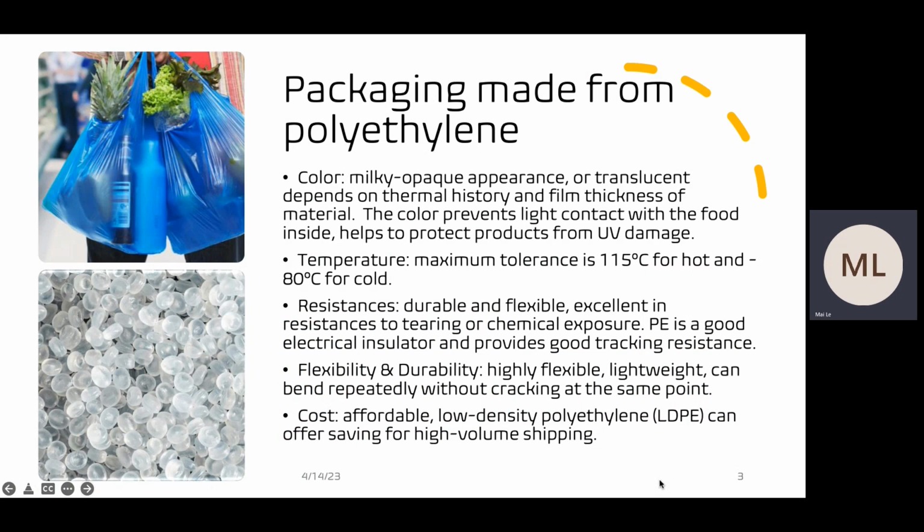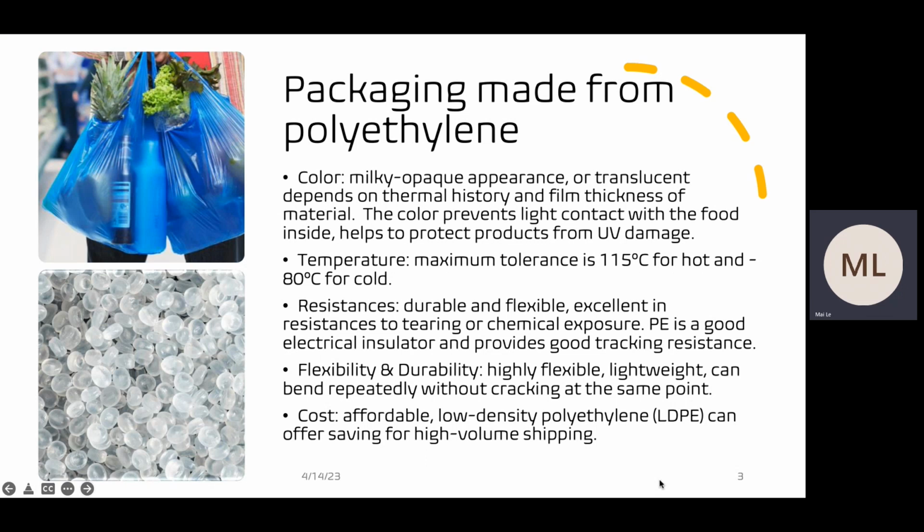Packaging made from polyethylene has the following characteristics. First one is the color. Polyethylene can have a milky, opaque appearance or be translucent depending on its thermal history and film thickness. The color of polyethylene helps to prevent light from contacting the food and can help protect the product from UV damage. Temperature: polyethylene has a maximum tolerance of 115 degrees Celsius for hot and -80 degrees Celsius for cold temperature. It is commonly used for packaging food and other products that are not exposed to extreme temperature.